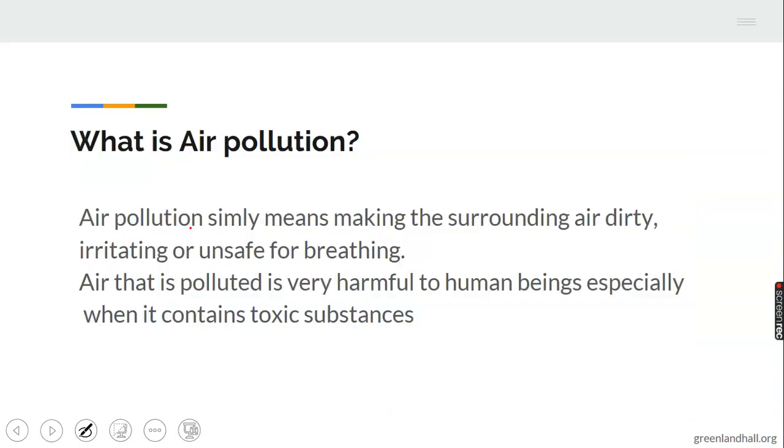So I'll be telling you what air pollution means. Air pollution simply means making the surrounding air dirty, irritating, or unsafe for breathing. Making the surrounding air dirty, that's number 1. Dirty, irritating, and unsafe for breathing. You can't breathe the air that is polluted. It is unsafe. So that is why we say air pollution simply means making the surrounding air dirty, irritating, and unsafe for breathing.